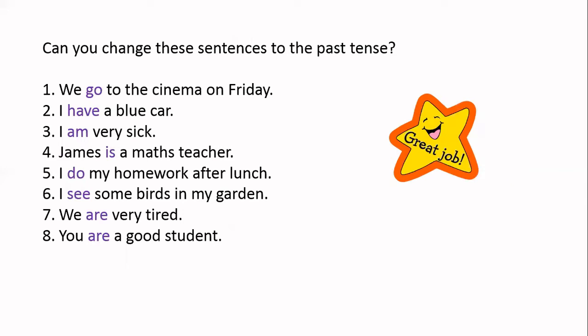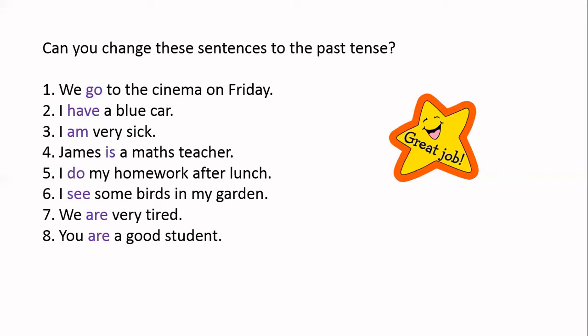But first of all, can you change these sentences to the past tense? So these are all irregular verbs. So see if you can change them into the past tense. So number 1, we go to the cinema on Friday. What would that be in the past tense? We went to the cinema on Friday. Number 2, I have a blue car. What would that be in the past tense? I had a blue car.